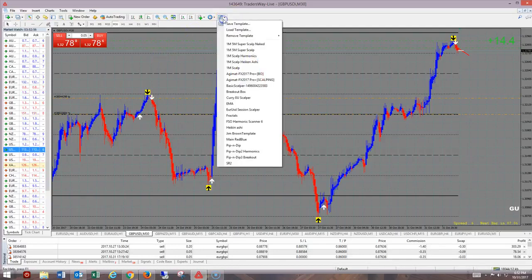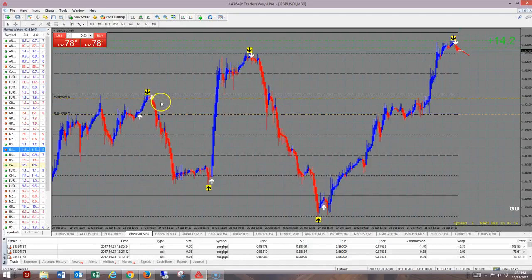So there's two different versions of it. There's one for binary option and then there's one for Forex scalping. So what you see now on the screen is the one for binary option. And even though I trade Forex, I like using the binary option version better, and I'll explain why. So here, this is GU on the 30-minute.